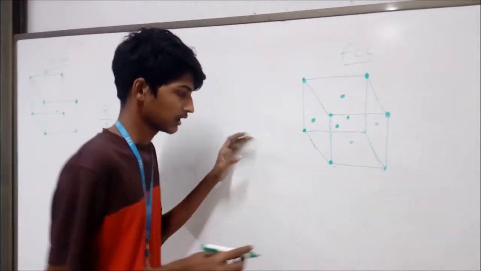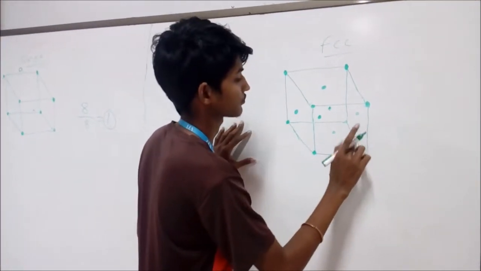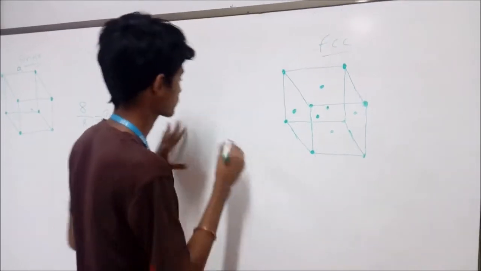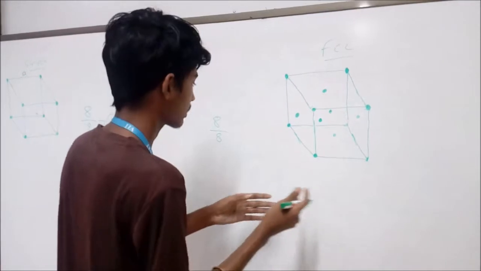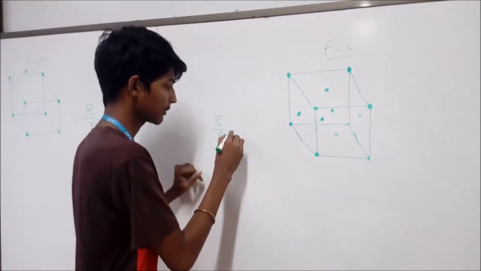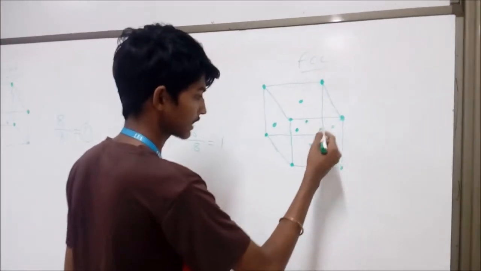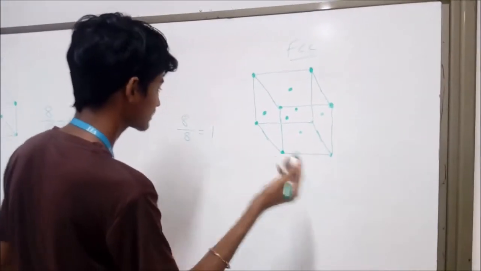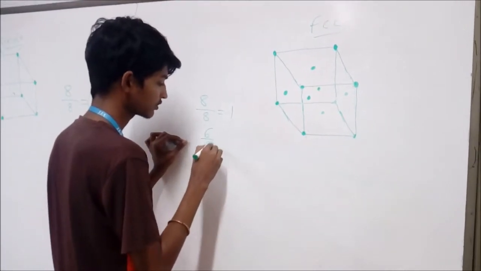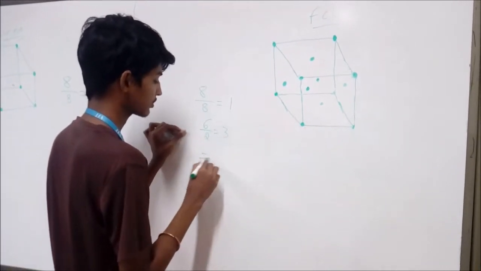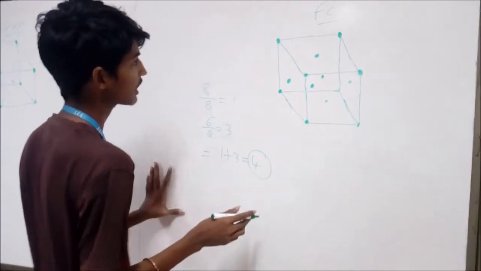In an FCC, there are 8 atoms in the corners which contribute 1/8 of each. So it becomes 8 by 8, which is equal to 1. And there are 6 faces to a cube. There are 6 atoms which contribute to the faces. So it becomes 6 by 2, which is equal to 3, and 1 plus 3 is equal to 4. So there are 4 atoms in an FCC.